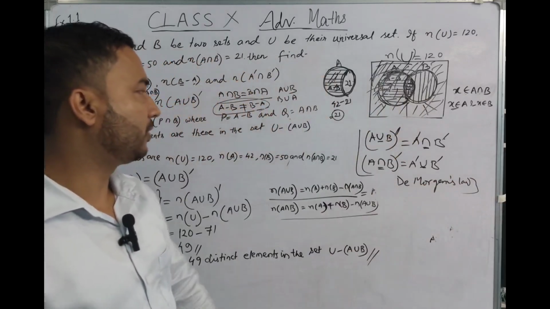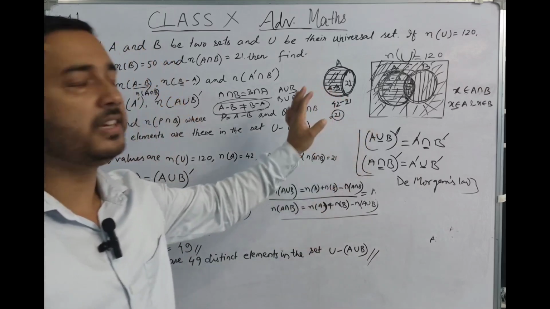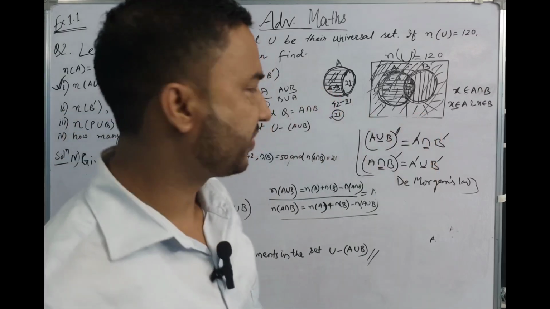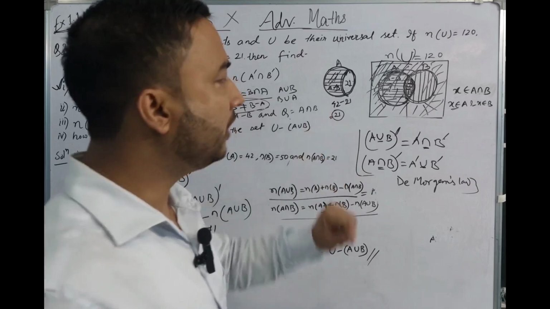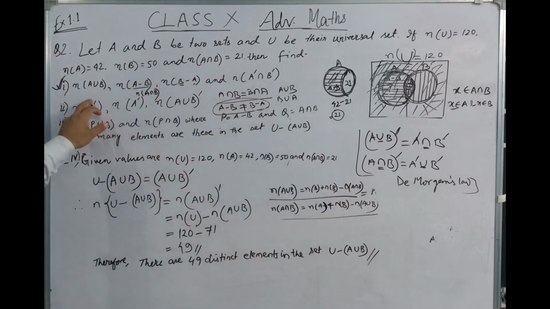You have to remember these two things, because in the exam it may come. Though it is not in the class 10 textbook, since we have learned these things, you have to remember them. And number of B complement is number of U minus number of B.